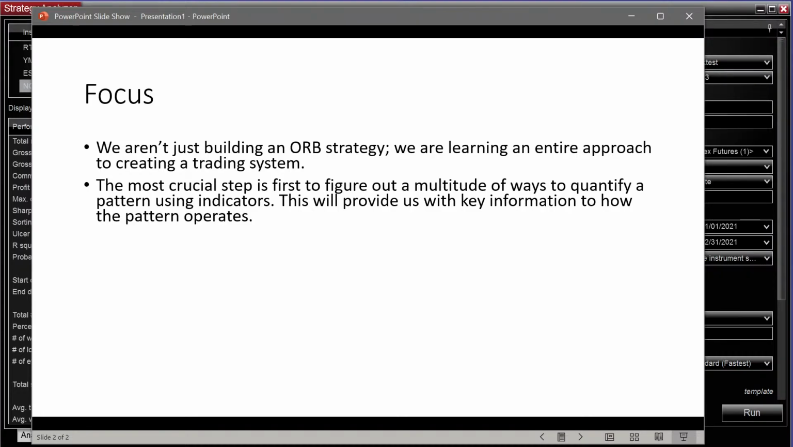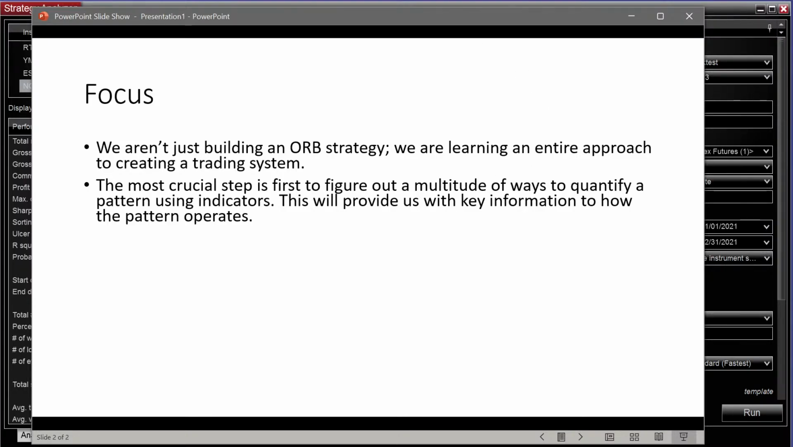So the most crucial step is to first figure out a multitude of ways to quantify the pattern using indicators. This will provide us with key information on how the pattern operates. What that means essentially is, for lack of better words, you can think of these different types of initial tests as diagnostics to see how the strategy actually operates.